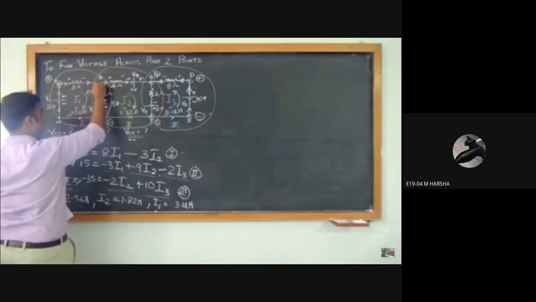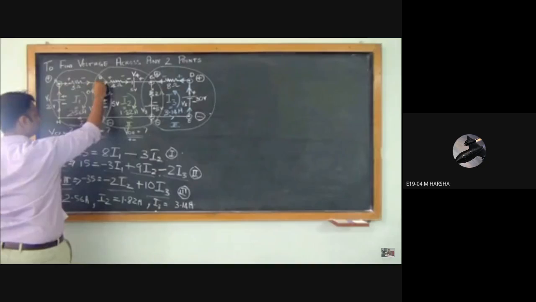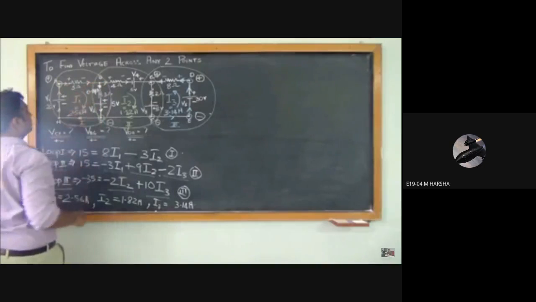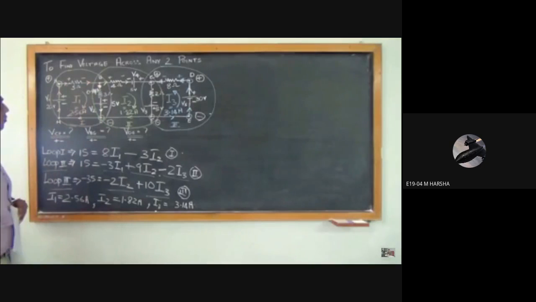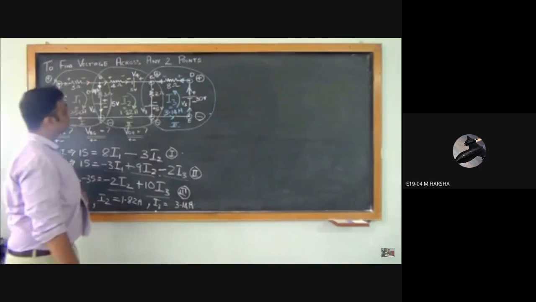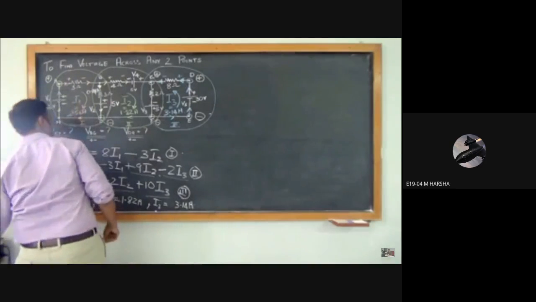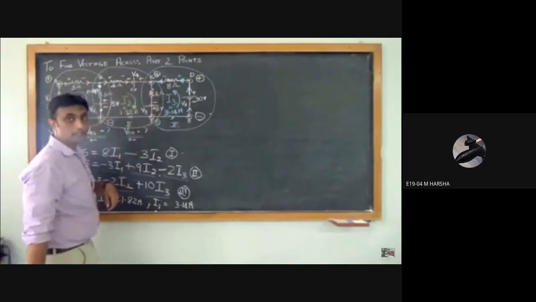amps. In the same way, you can even find out the current flowing in the 2 ohm resistor.